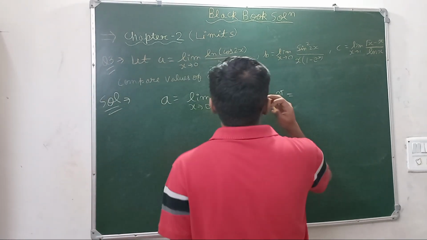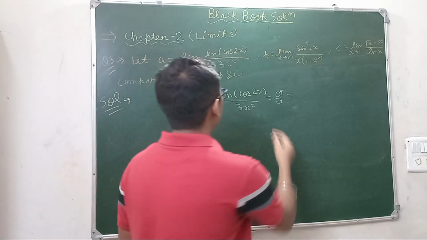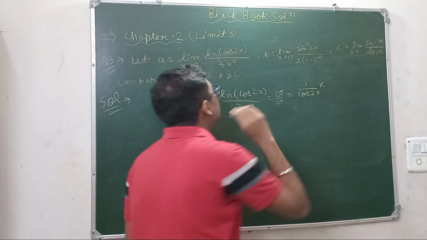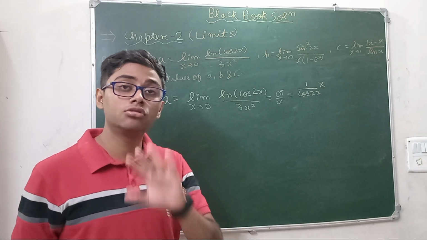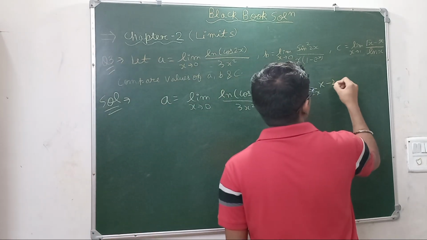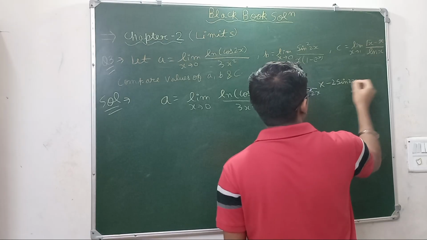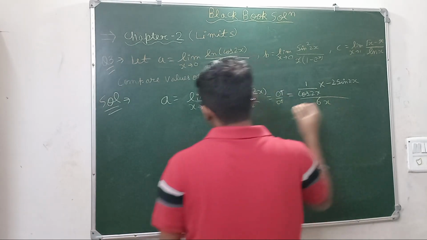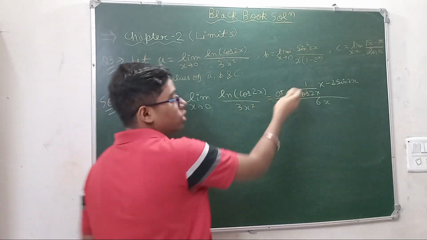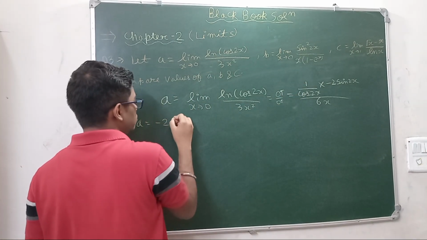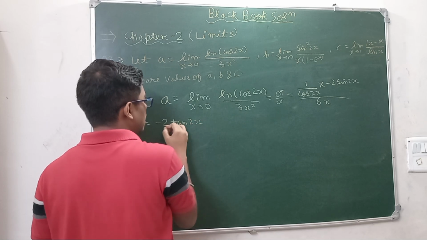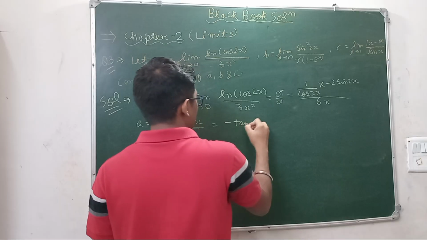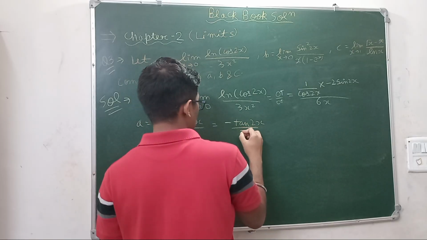Okay, so ln x derivative is 1 by x. So this will become what? 1 upon cos 2x. Now applying the chain rule, derivative of cos 2x is minus of 2 sin 2x, upon the derivative of the denominator, 6x. So a is coming out to be sin 2x upon cos 2x, tan 2x, minus of 2 tan 2x upon 6x. So this will become minus tan 2x upon 3x.